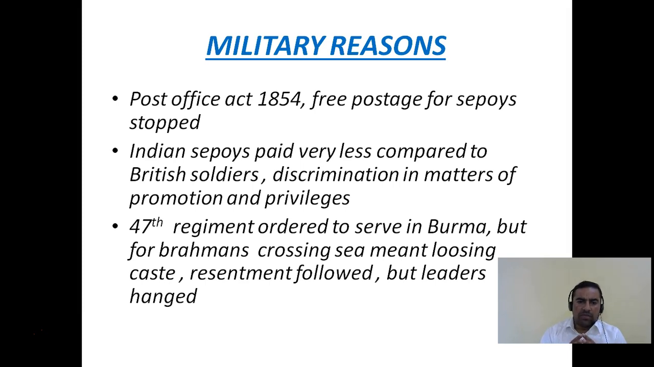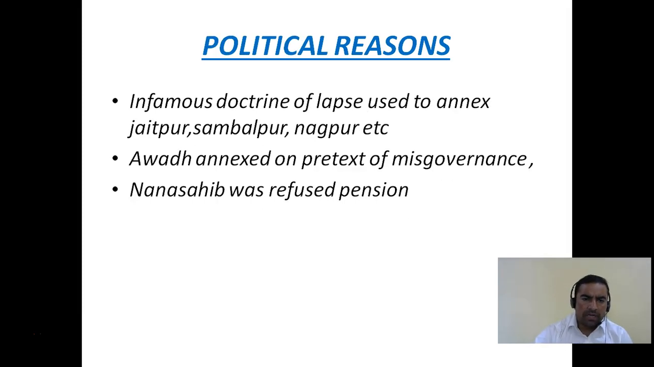The 47th Regiment was ordered to serve in Burma. As I've already told you, there were some Brahmin soldiers, and for them crossing the sea meant losing caste. Imprisonment followed, but the leaders were hanged, they were mercilessly killed. So these reasons led to some feeling in the minds of the soldiers, and they were not happy with the East India Company. They were unhappy, and they were ready to go against the East India Company anytime. And after that, political reasons: the infamous doctrine of lapse was used to annex Jaipur, Sambalpur, Nagpur.